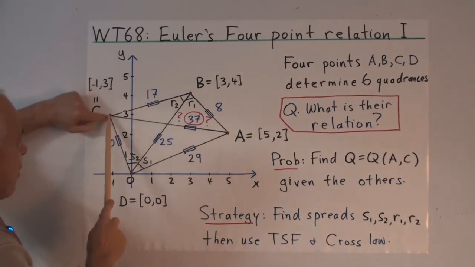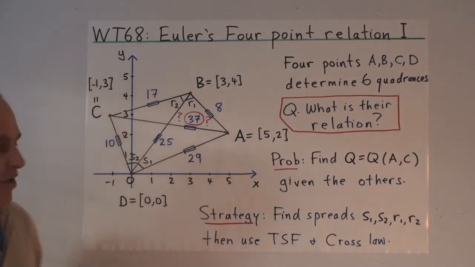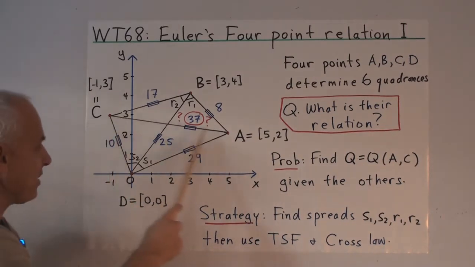So suppose that the quadrance from A to C, which we happen to know is 37, suppose we didn't know what that was, but we knew what the other 5 were. How could we find the 37?